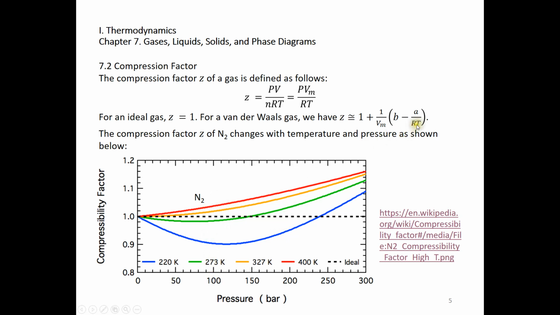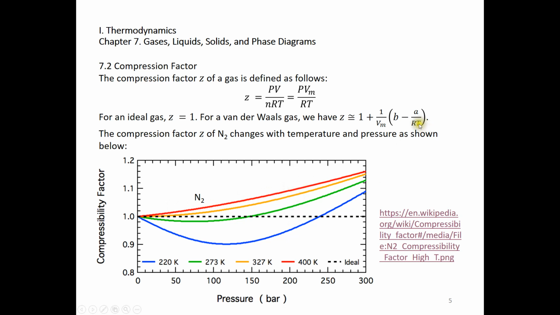Now let's look at the temperature effect. When temperature is really high, for example in this case 400 Kelvin, this term is usually small, and B is usually larger than A over RT. Therefore Z is usually greater than 1. As we can see, at 400 Kelvin, Z is greater than 1. Even at 327 Kelvin, Z is also greater than 1.